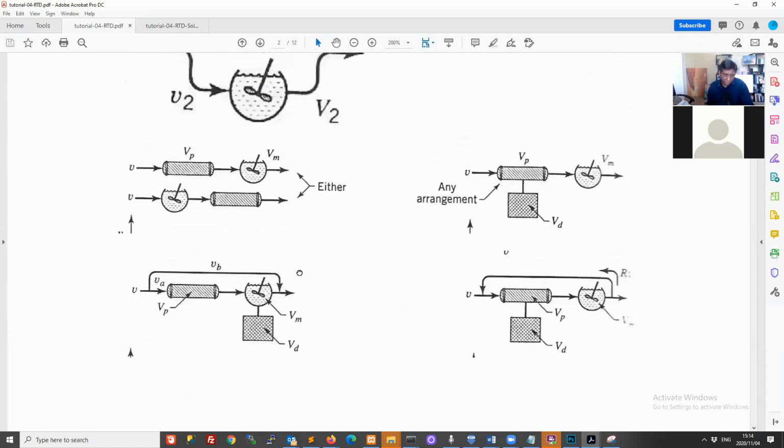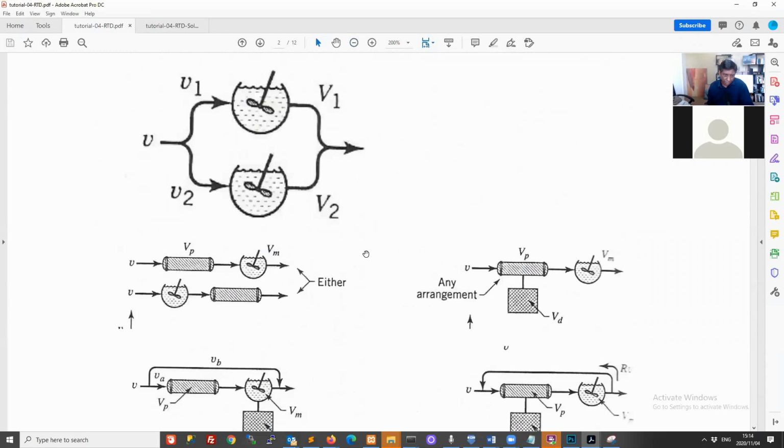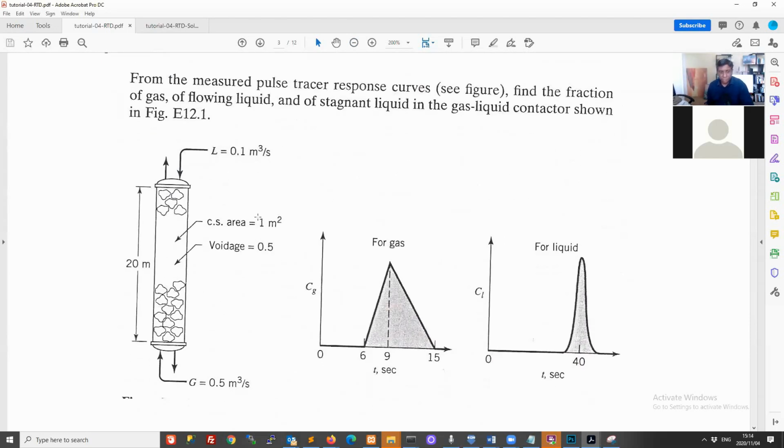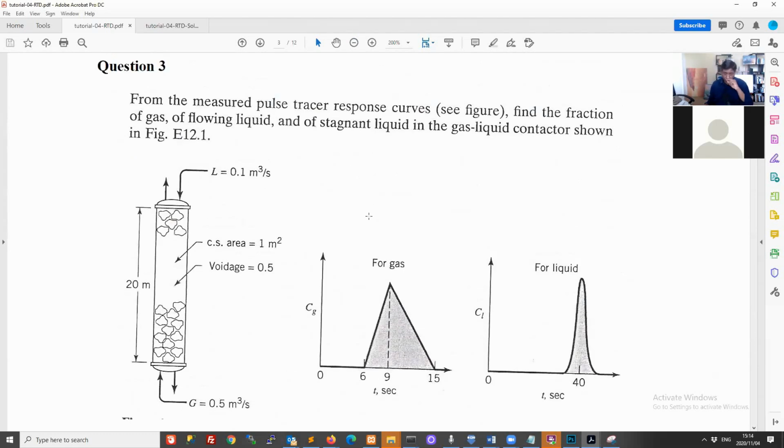Okay, let's in fact do this one. So let's do question 3 now. And there's a question 2, we want to come back to that, but let's do question 3 first. It's kind of an easy one. So here we've got a multi-phase flow. So you have a gas and a liquid. So here's a liquid that's entering here. You can see 0.1 cubic meters per second.